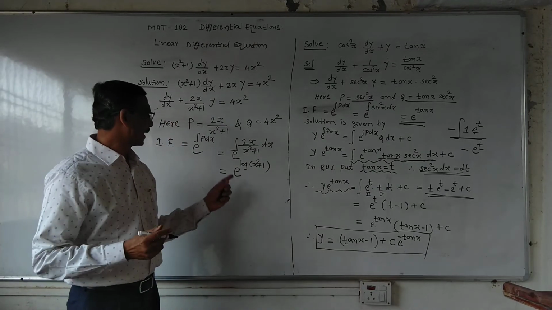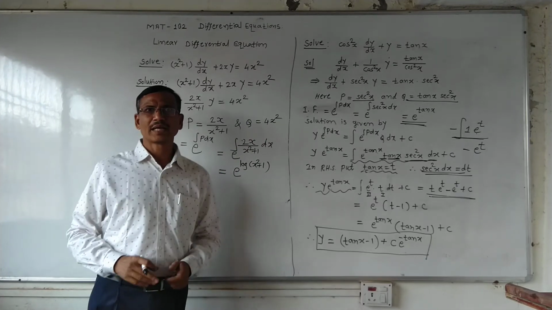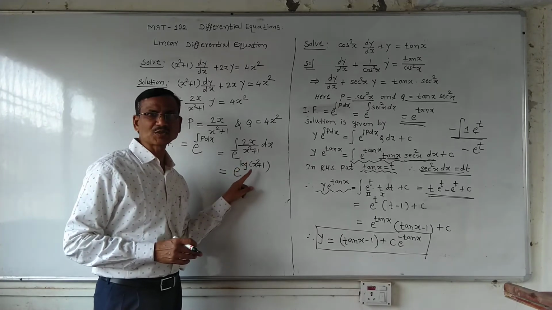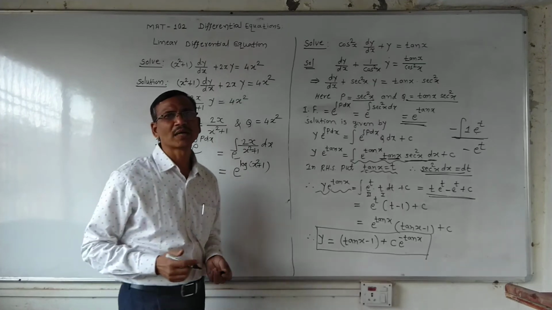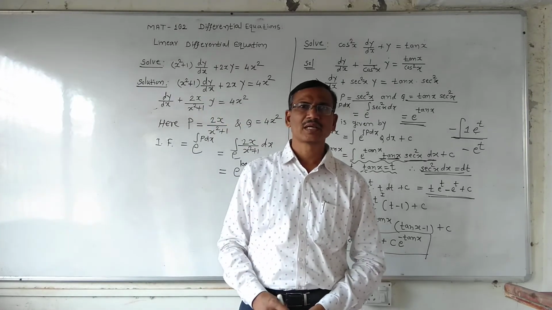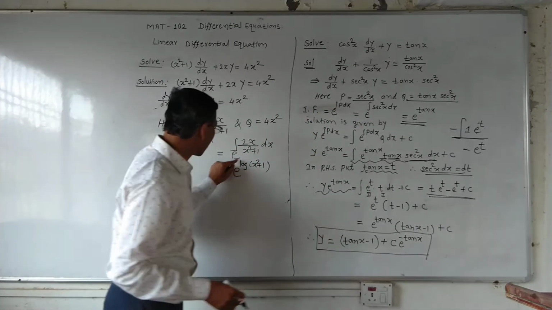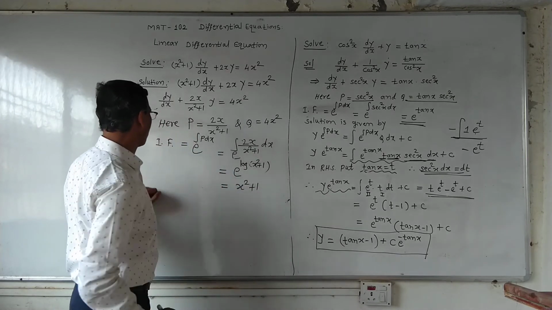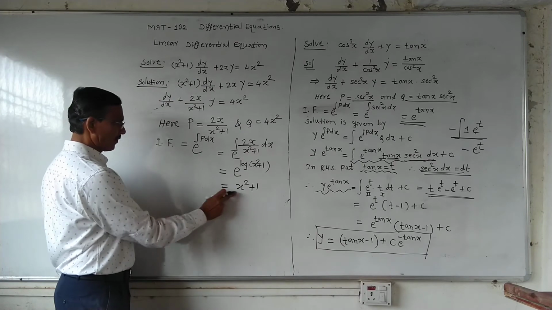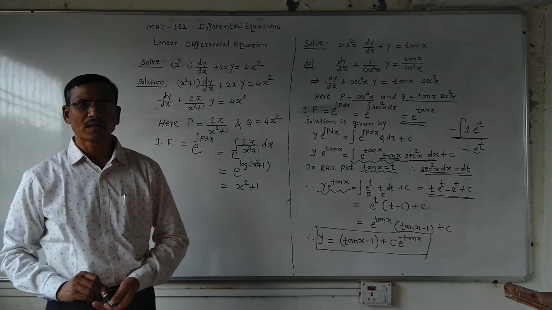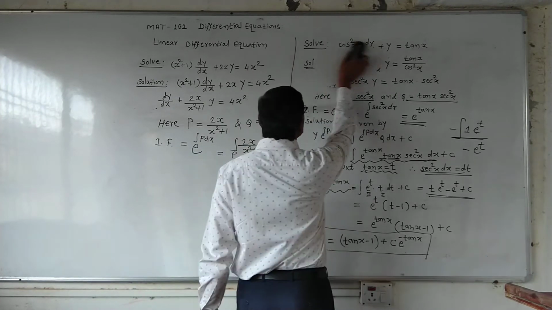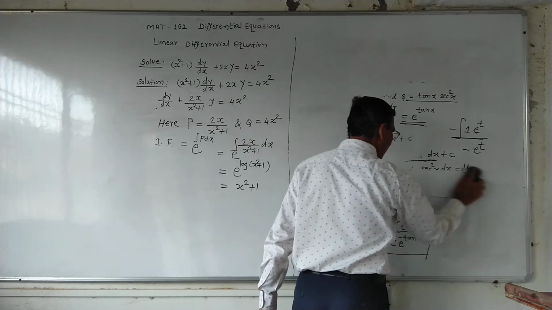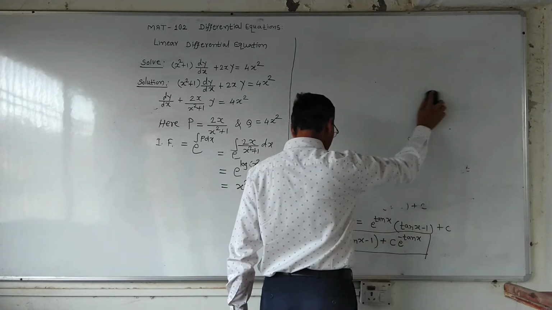So the integrating factor is e raised to log of x square plus 1, but here you can observe that e means the exponential function, and the logarithm function is its inverse, and therefore their effect gets cancelled, leaving only x square plus 1. That means our integrating factor is x square plus 1. Okay. Now after obtaining the integrating factor, our next step is to write the solution.